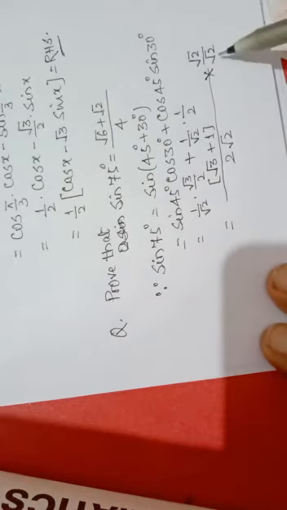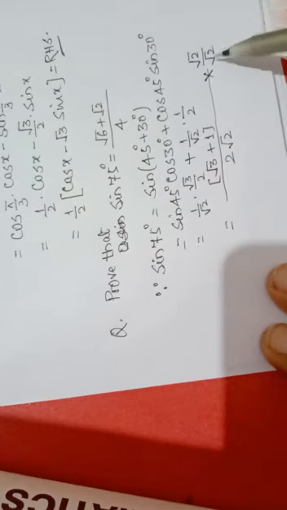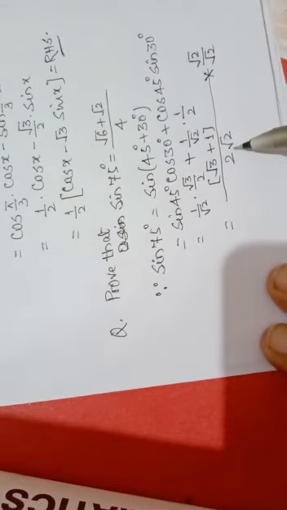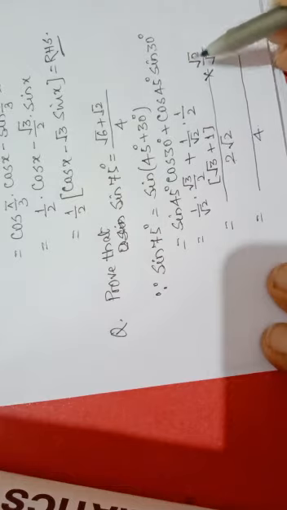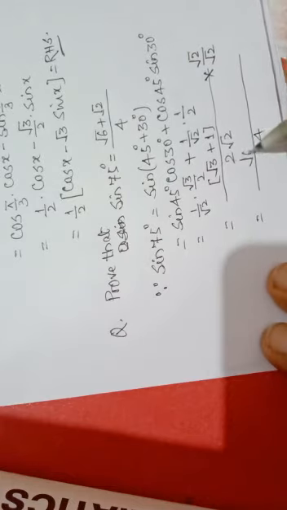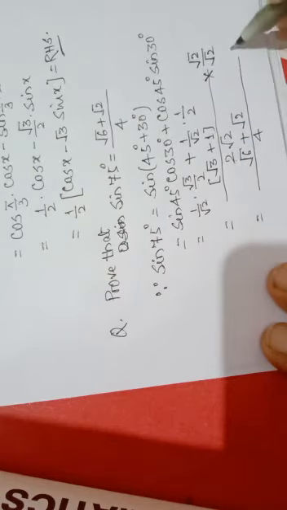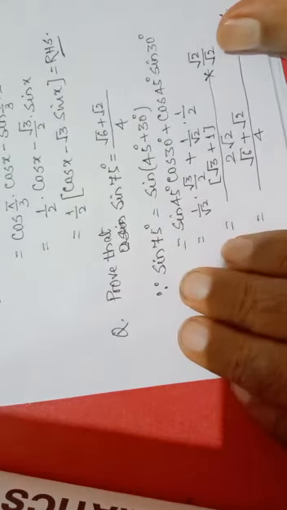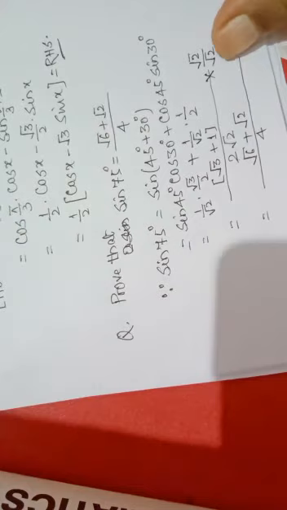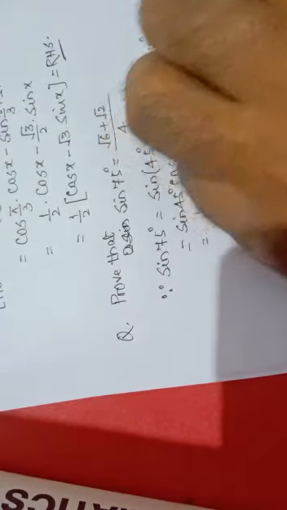Then denominator becomes 2 root 2 into root 2. Root 2 into root 2 is 2, so 2 into 2 is 4. So this would be 4. Root 3 into root 2 should be root 6, plus 1 into root 2 is root 2. This is your RHS, or proved the result. Before proceeding to next question, let us see some more formulas.